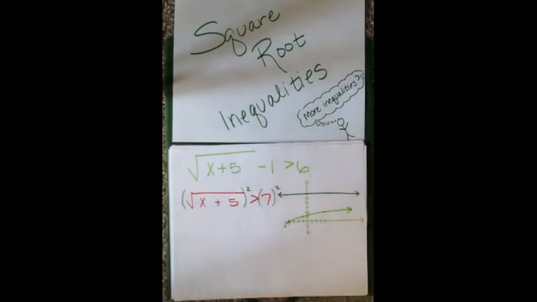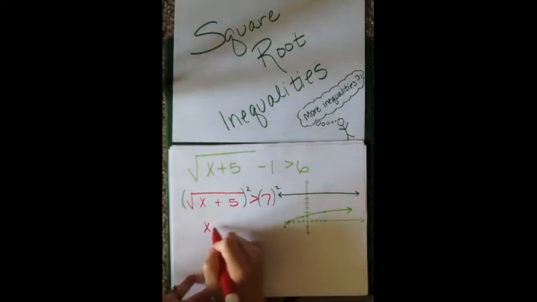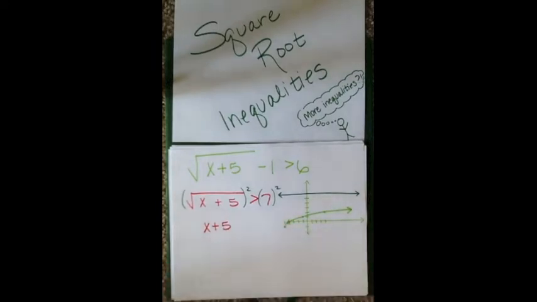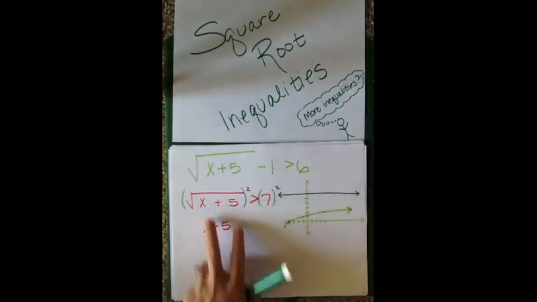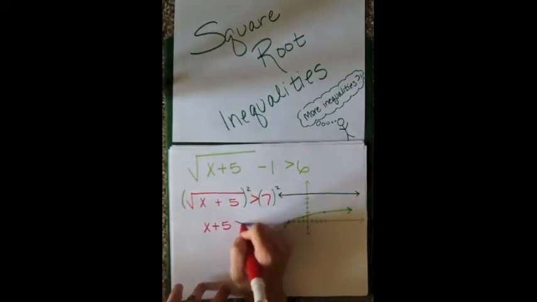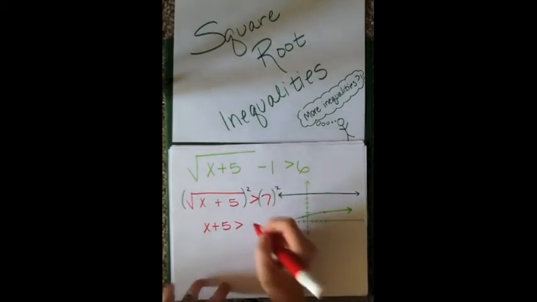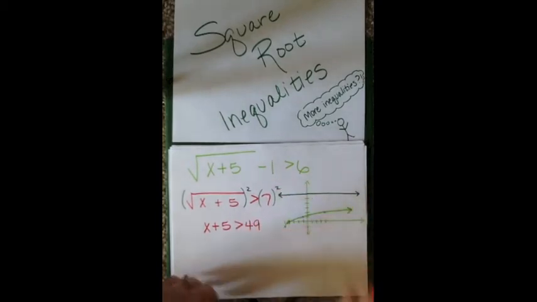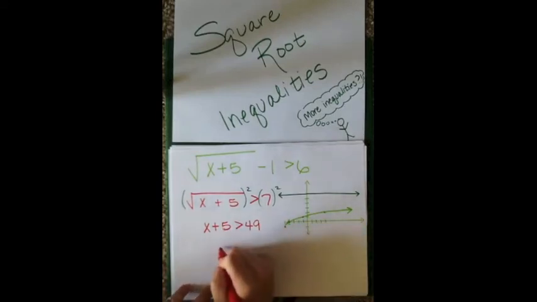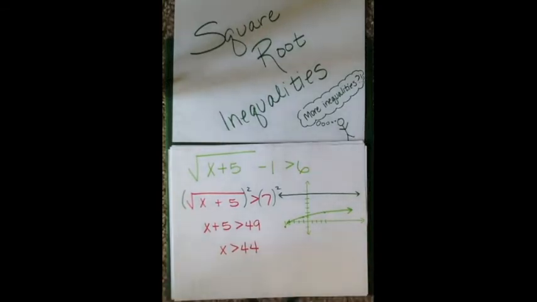And what you do to one side, thou shalt do to the other. So when I square the square root of x plus 5, I just get x plus 5. It cancels out that square root, and you're just left with what's inside. Square 7, and I get 49. Now it's pretty easy algebra. Subtract the 5, and I get that x is greater than 44.